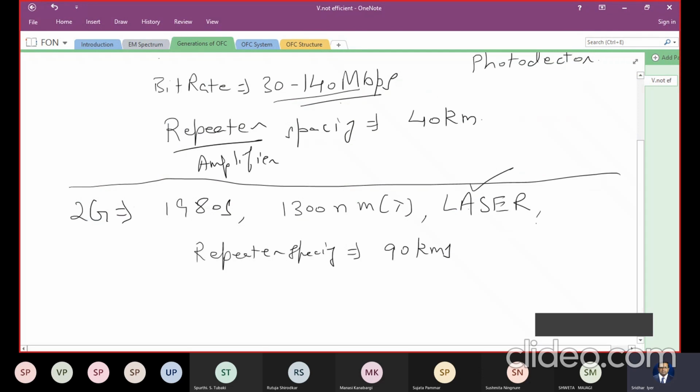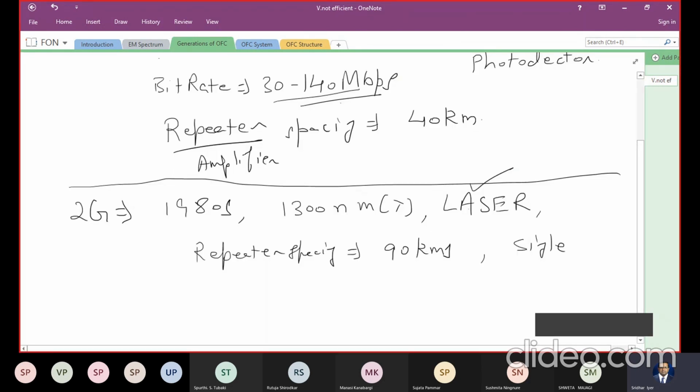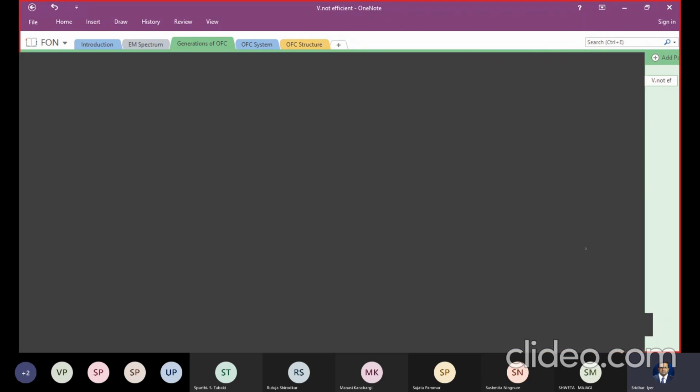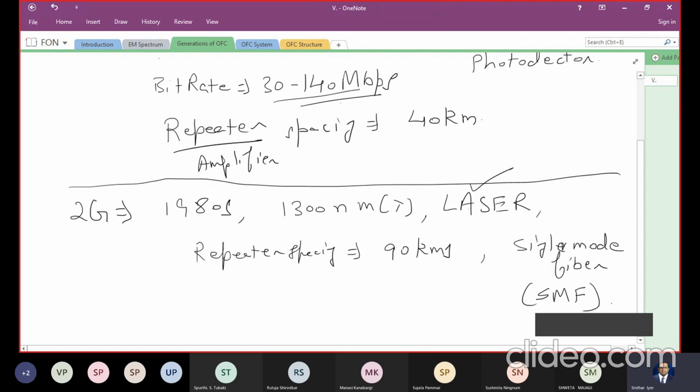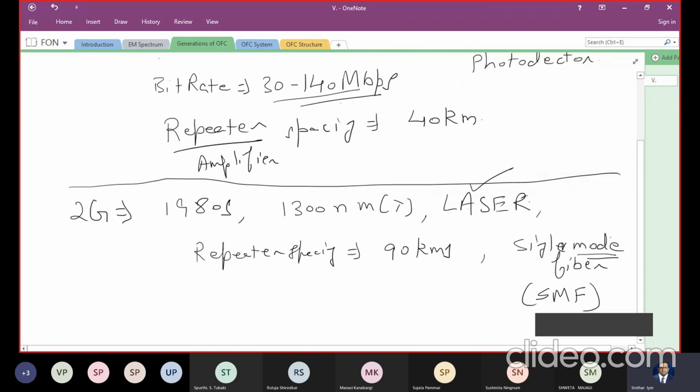And here the fiber which was used is known as a single mode fiber, or in short SMF. Still we are not aware of what this single mode fiber is, because we still don't know what this concept of mode is. So we still need to know what this mode is. We'll understand this in module 1, and then we'll see what is a single mode fiber.